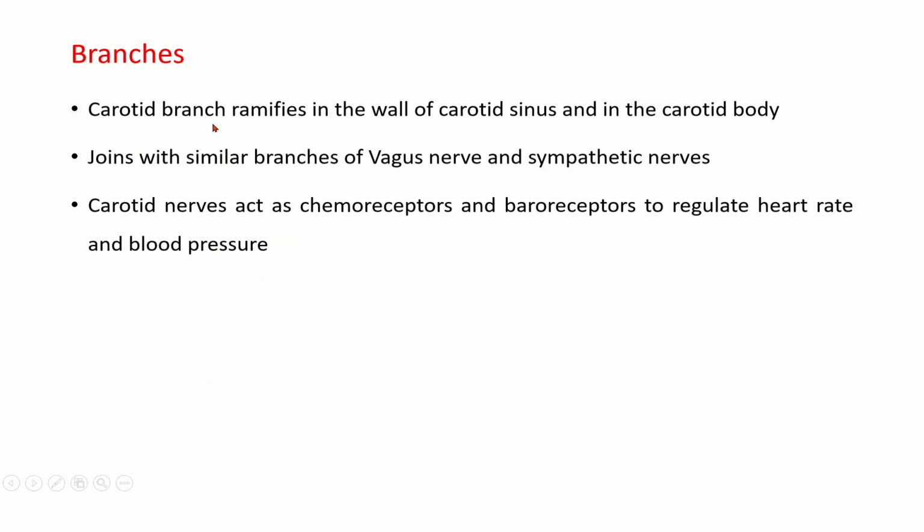The carotid branches ramify in the wall of the carotid sinus and the carotid body, and join with similar branches of the vagus nerve and sympathetic nerves. So carotid nerves act as chemoreceptors and baroreceptors to regulate heart rate and blood pressure.